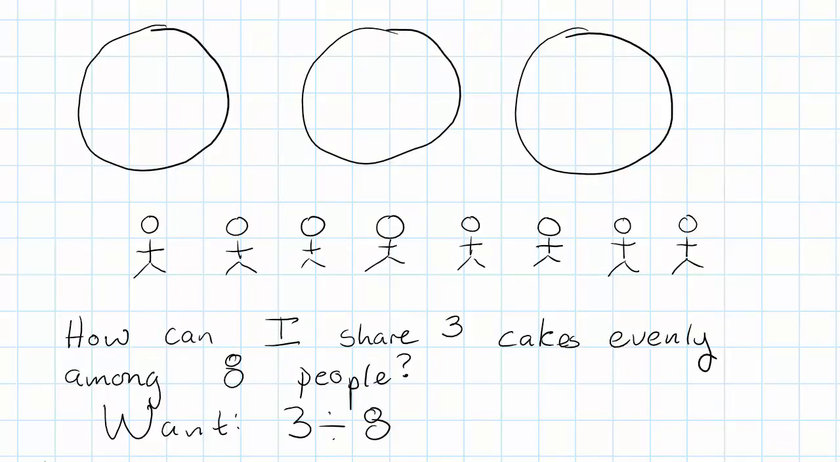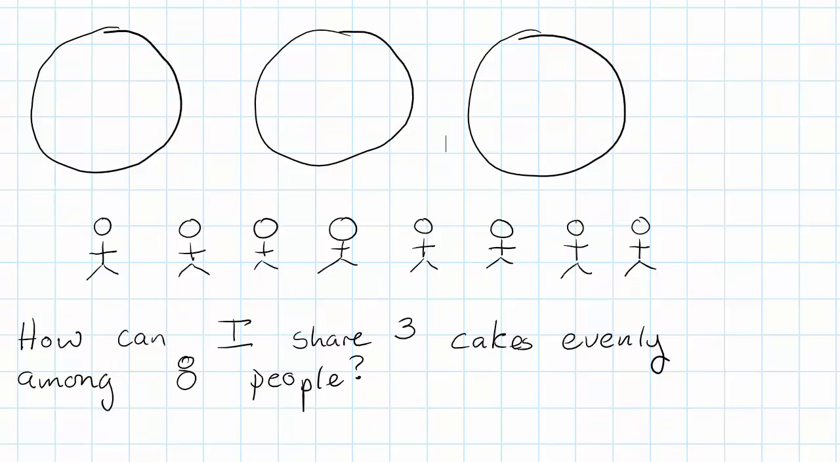But there's a problem. In the whole numbers, 3 divided by 8 is an incredibly boring division problem. If I just take my 3 cakes and I try to give 1 to each person, I'm not going to have enough for everybody. And I'm going to have 3 cakes left over. Right, that's not what we want. Okay, so what am I going to do?